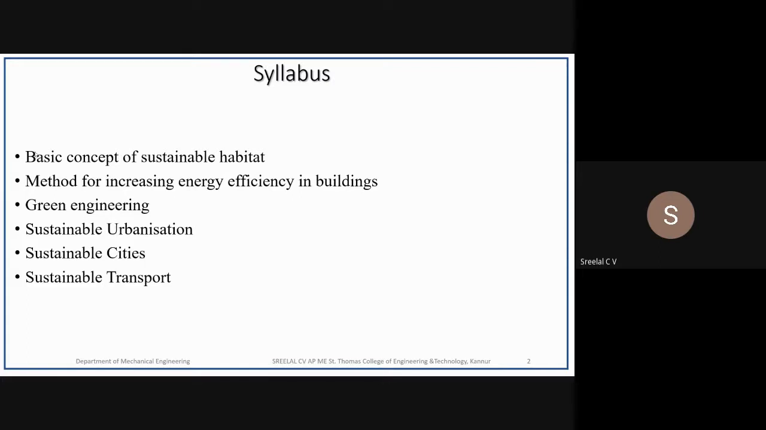Okay. So here, first of all, we will be understanding what sustainable habitat is. Then, after that, the methods for increasing energy efficiency in buildings. We all know that if we are considering a building, there will be so many energy uses. So we will be discussing in what all ways we can increase that energy efficiency, how we can use energy in a building without any wastage. Then we will be discussing green engineering. Then a few attributes of the sustainable habitat like urbanization, cities, and transport, etc.